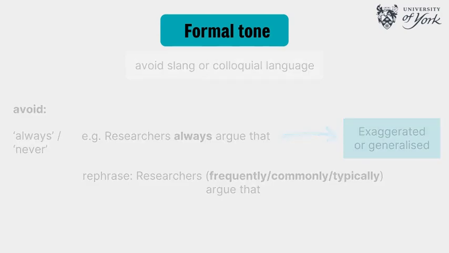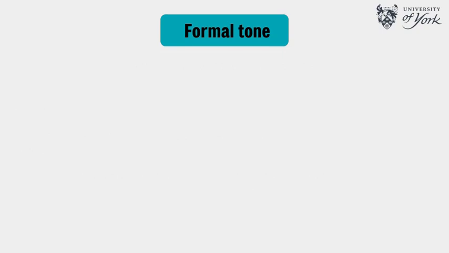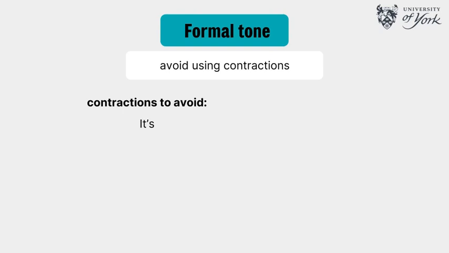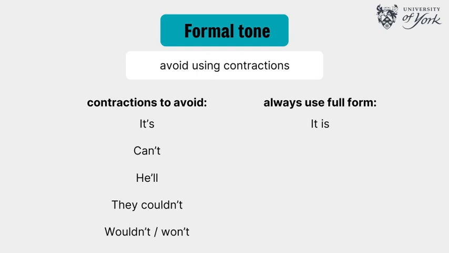To maintain a formal tone throughout your academic writing, avoid using contractions of words such as it's, can't, he'll, they couldn't, and won't. Instead, always make sure to use the full form: it is or it has, cannot, he will, they could not, and would not.